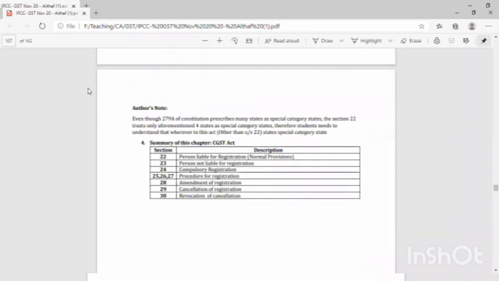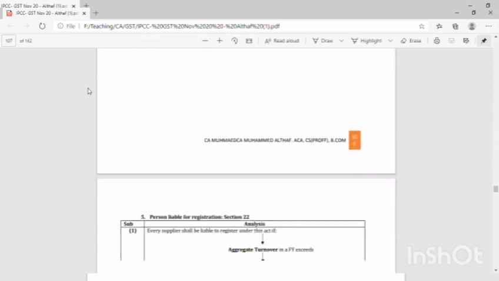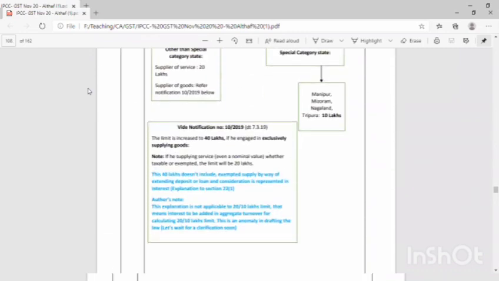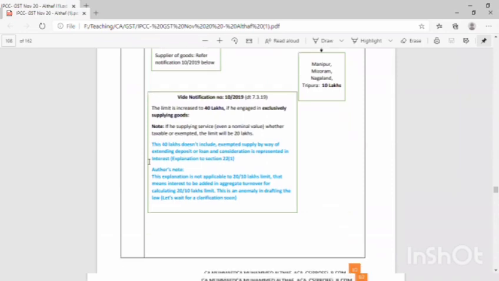Let's see any other amendment in the registration chapter. This 40 lakh, actually, is not a recent amendment; it also happened before. So this is not a new amendment, but there is actually some confusion. I've given that confusion here. I don't know whether you got that confusion or not. You can just read this note, and you will get that confusion.